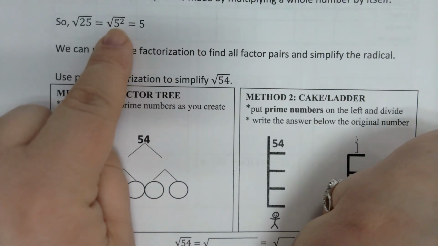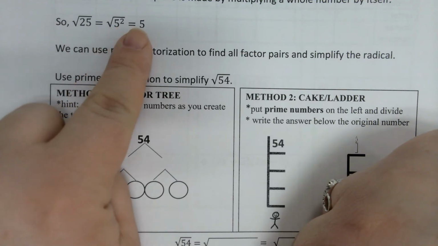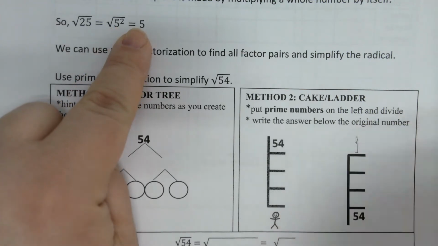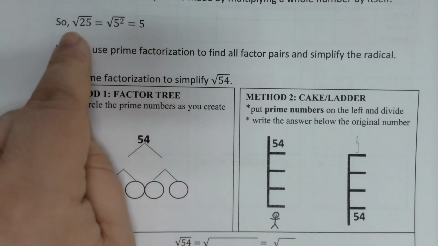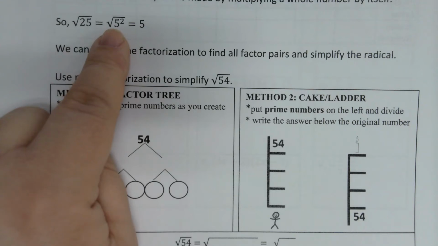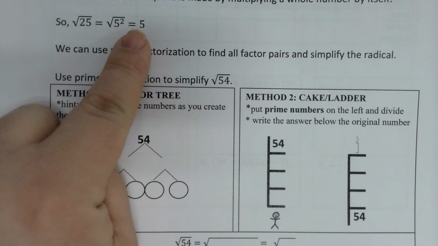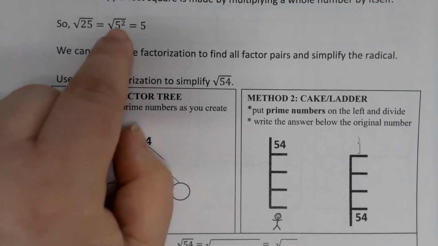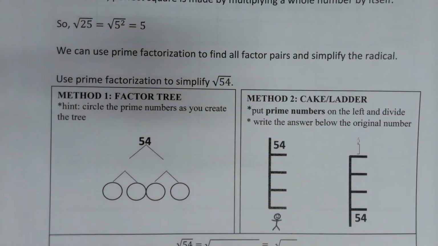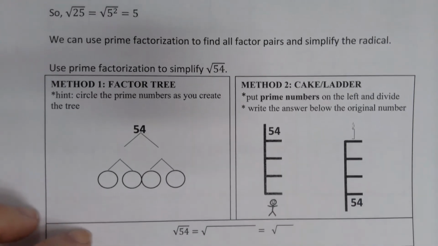And when we square root a number squared, we end up with just the number, no square root anymore, and there's no square after it as well. So the square root of 25 is the same thing as saying the square root of 5 squared, and the square root of 5 squared is just 5. So prime factorization helps us find all of those pairs of factors, all of those something squareds, so that we can simplify our radical. Let's look at our example here.